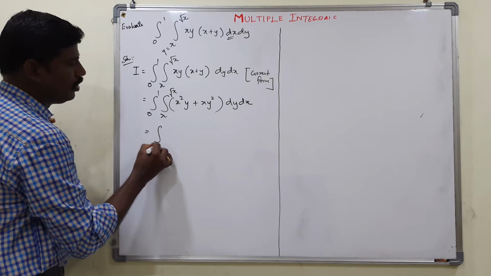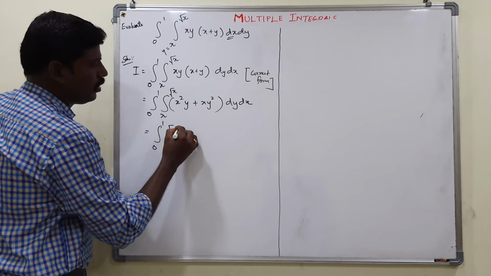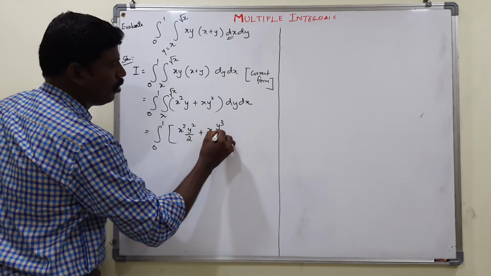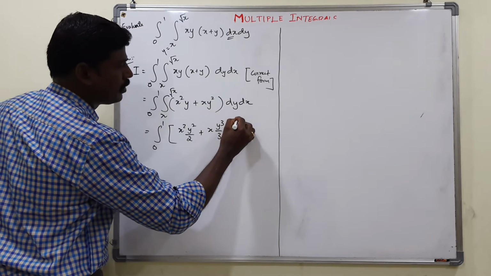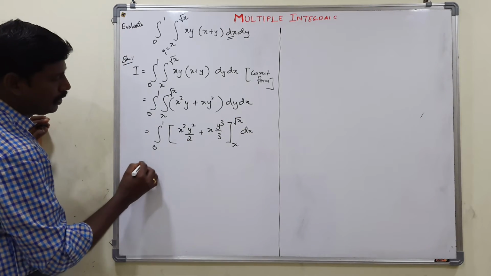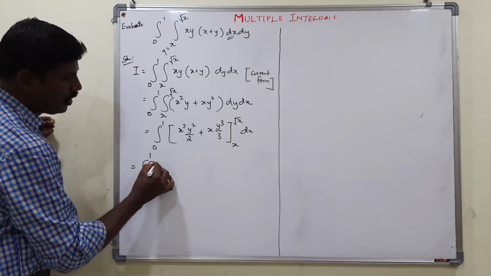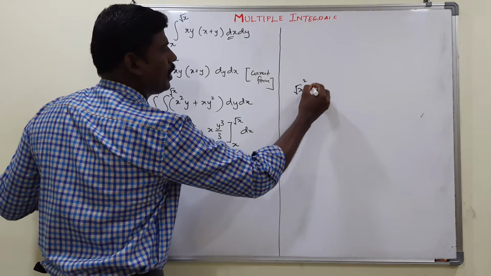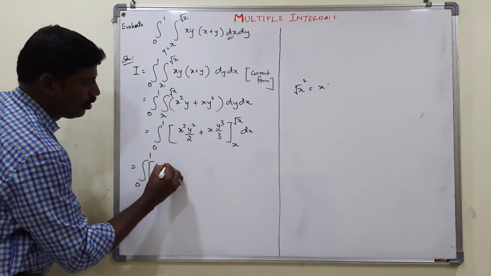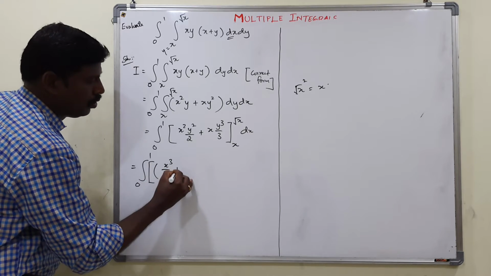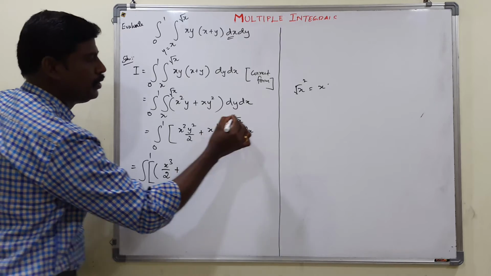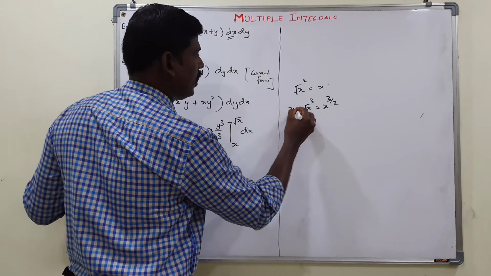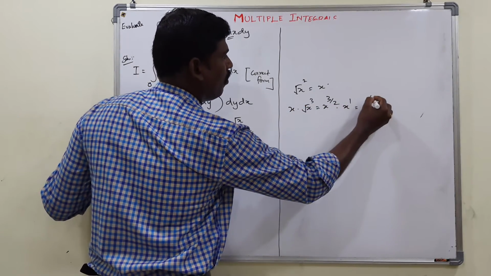So now we integrate with respect to y. So what we will get? x square into y square by 2 plus x into y cube by 3, the limit from x to root x, dx. Applying the limit 0 to 1, what is the upper limit? Root x for y. Root x square becomes x. So x into x square, x cube by 2, plus this becomes x power 3 by 2. Root x power 3 is equal to x power 3 by 2. Already one x is here, isn't it? Into x. So x to the power 5 by 2.